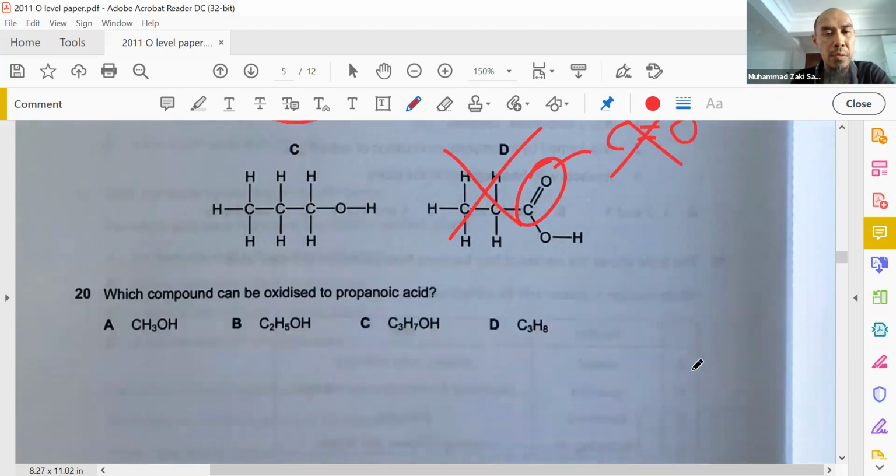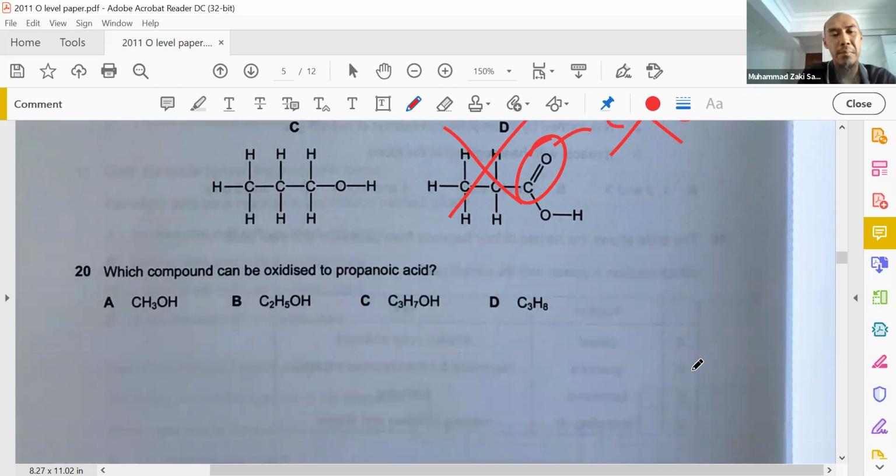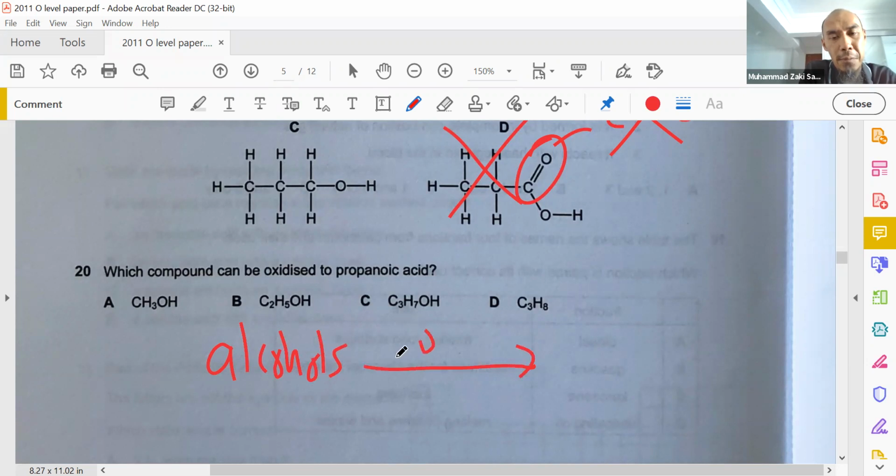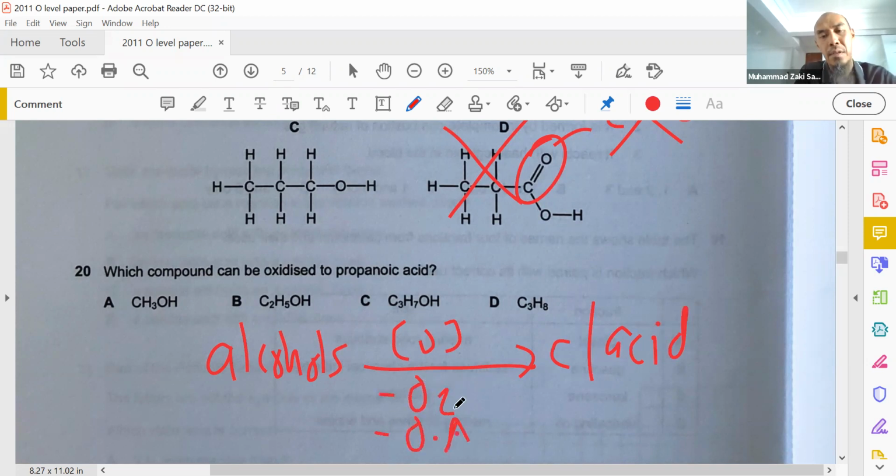Lastly, which one can be oxidized to propanoic acid? Remember, alcohols can be oxidized to carboxylic acid, either by oxygen or by an oxidizing agent. So which of the following is an alcohol? These are all alcohols, but they want the one oxidized to propanoic acid. So surely need to find propanol.